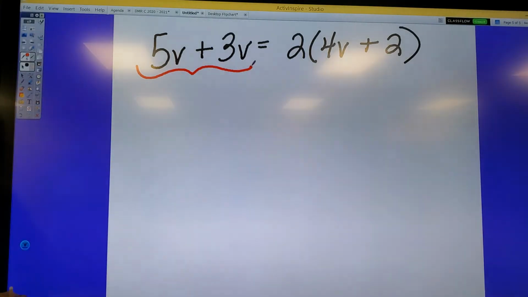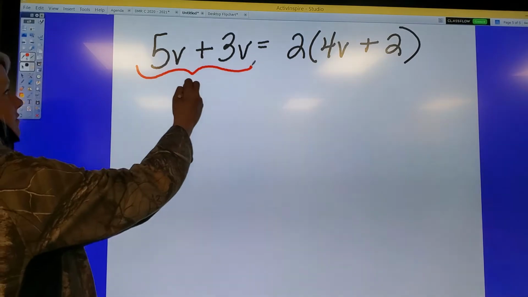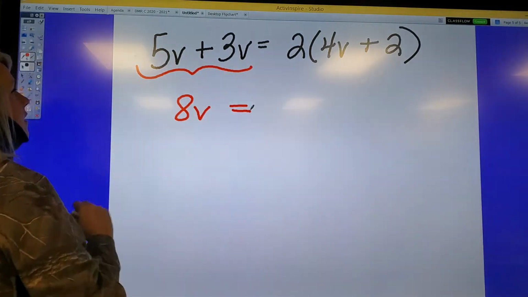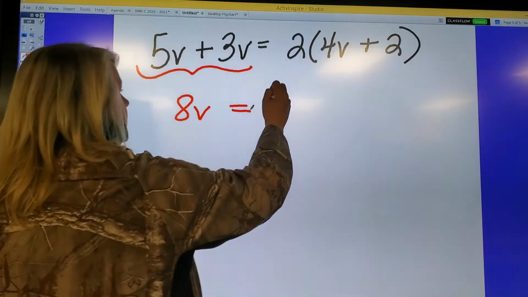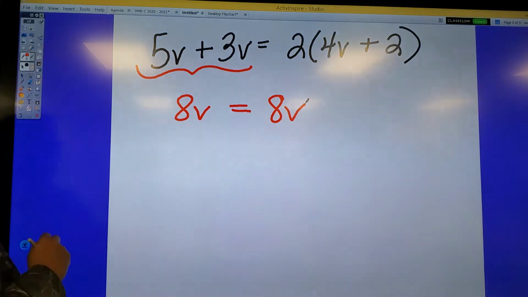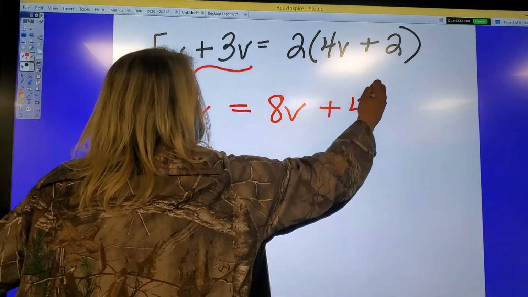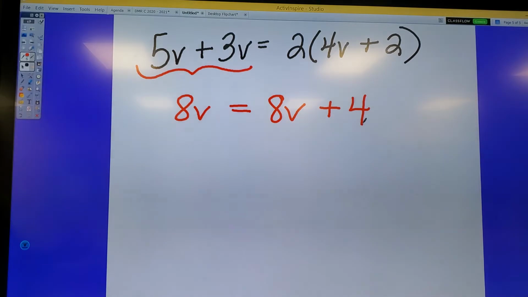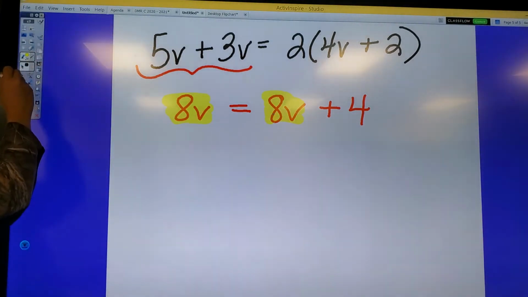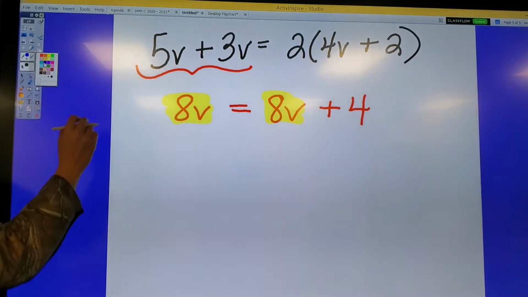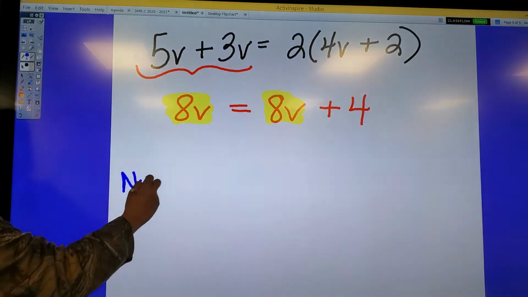So if you can combine like terms, you want to go ahead and do that. 5v plus 3v is 8v. And then on the right-hand side, I'm going to distribute that 2. So 2 times 4v is 8v. And 2 times 2 is 4. Now I notice that my 8v's are the same, but do both sides have plus 4? No. So in this type of equation, your term with the variable is the same, but your constant is different. And if that's the case, then it's no.